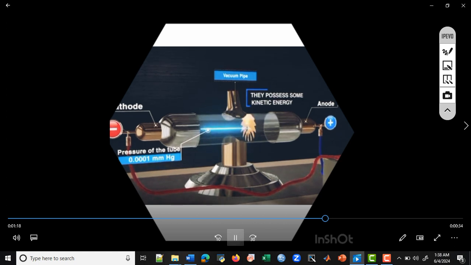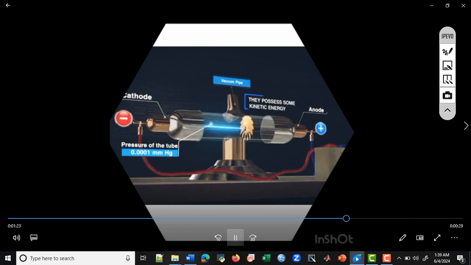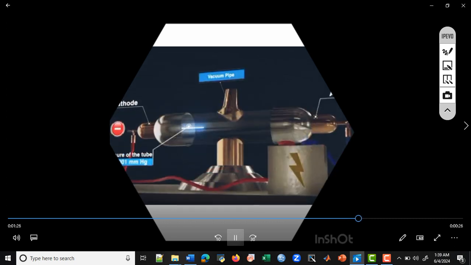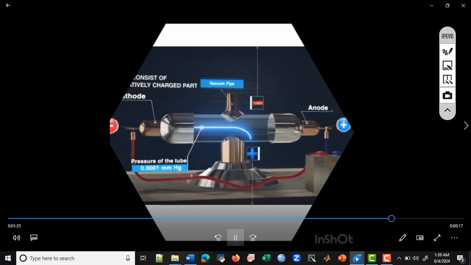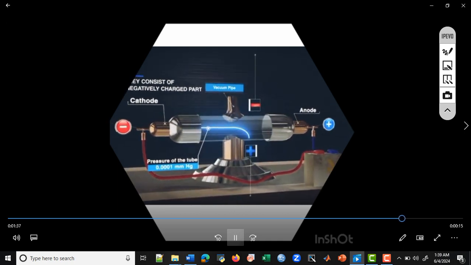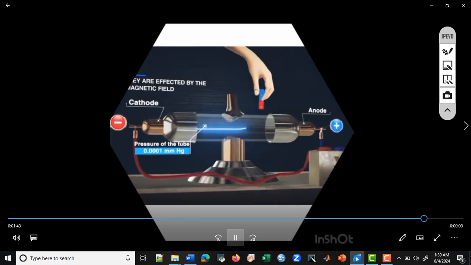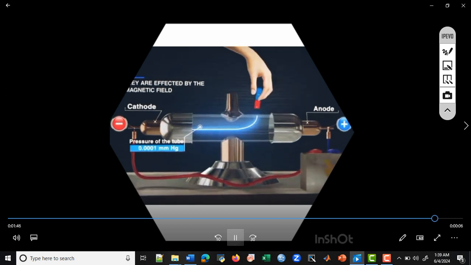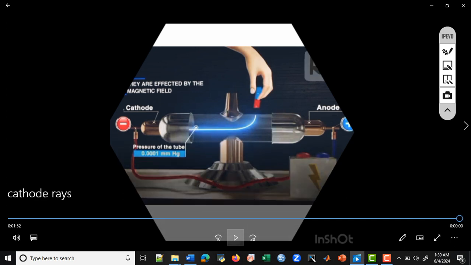They have the potential to rotate the paddle, so they have mass, velocity, they have momentum as well. They get attracted towards the positive terminal. They repel the negative terminal. They get attracted towards the north pole of a bar magnet. If the terminal of this magnet is reversed, it will repel. Let's go back to our discussion.